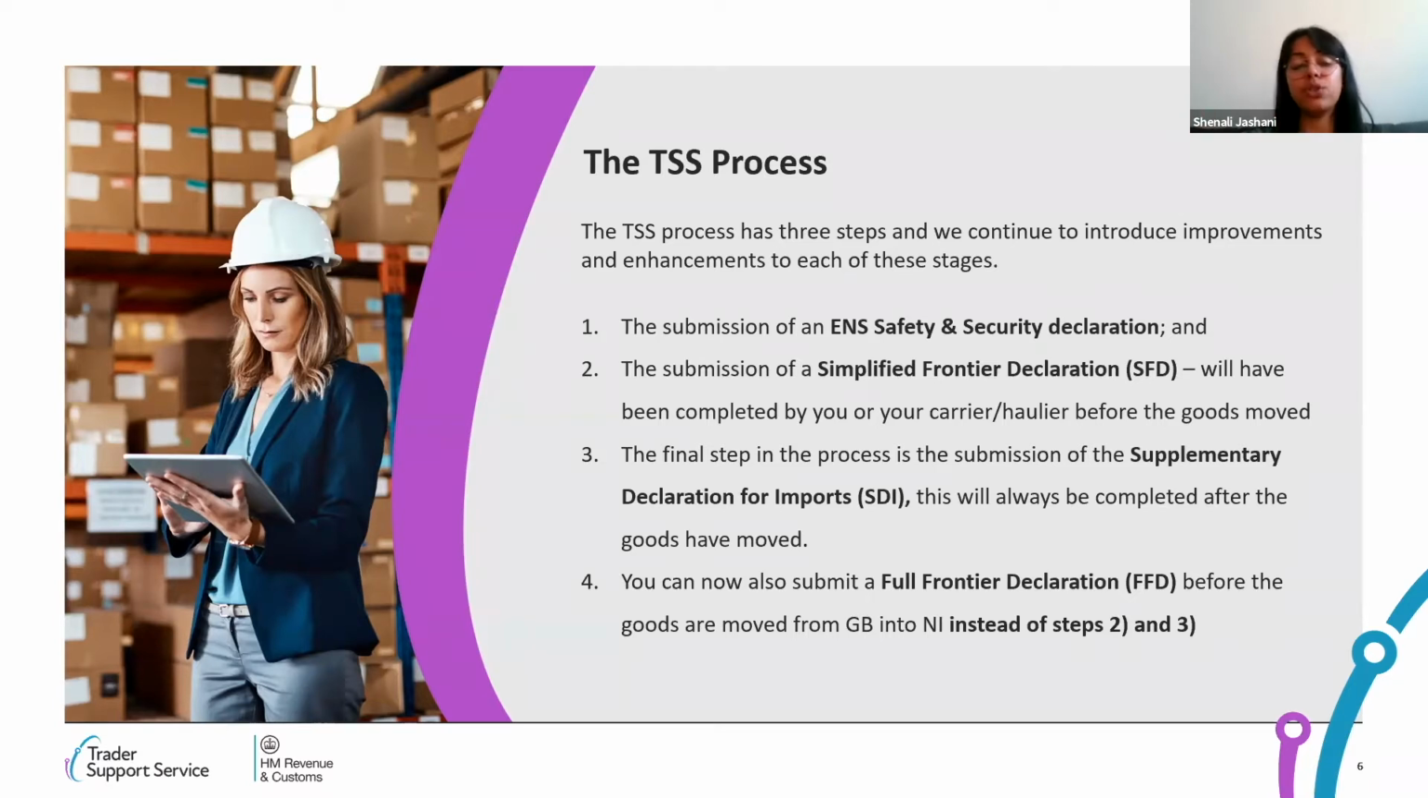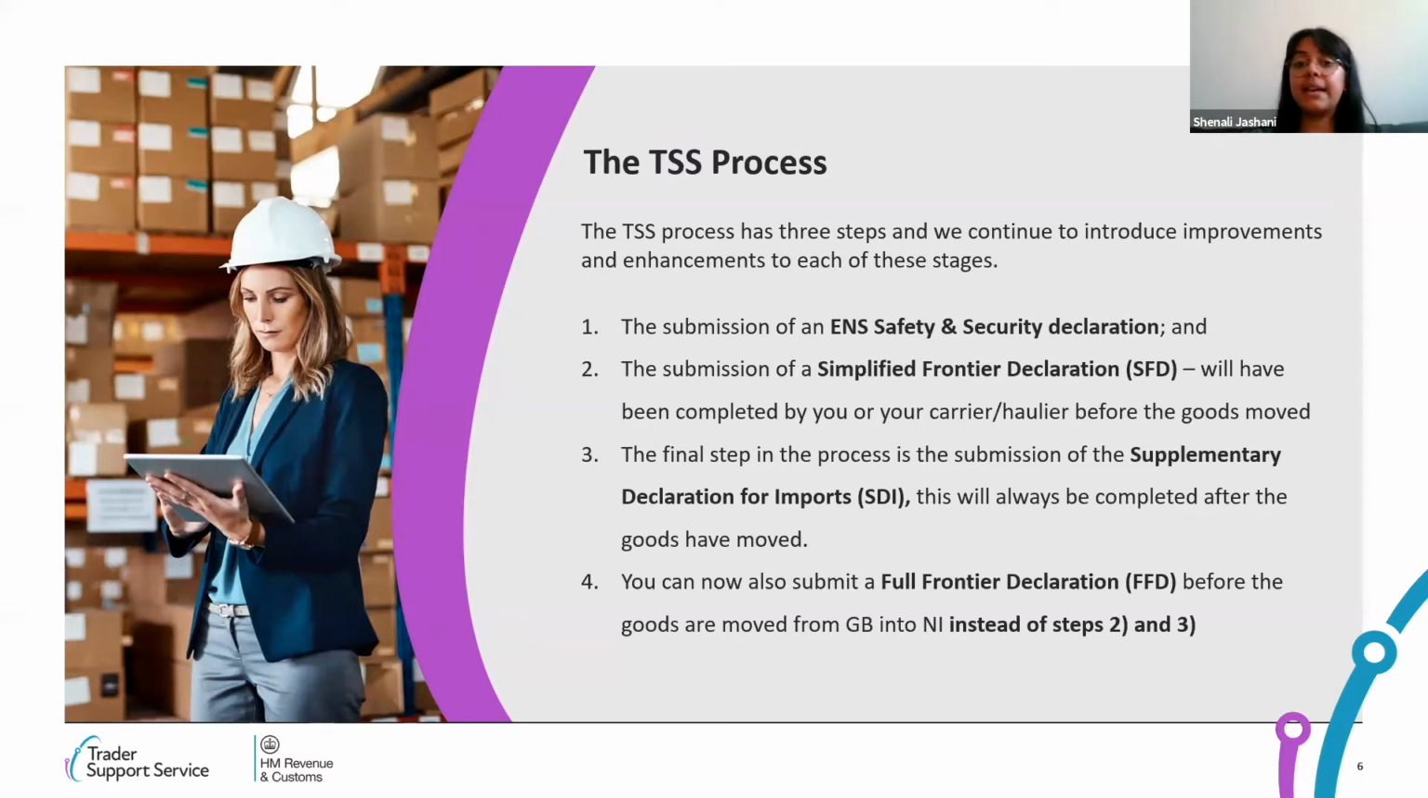As I'm sure you have had a chance to play around with now, it's the meatier part of the declaration. What are your tariff options? Are you claiming preference? And when is the duty applicable? You can now also submit a full frontier declaration, which is essentially doing the full import declaration in one go before the goods move. You would do that instead of the simplified frontier and the supplementary declaration.